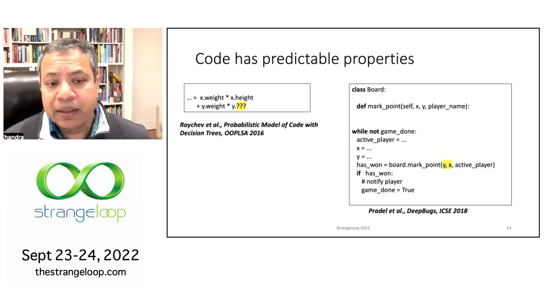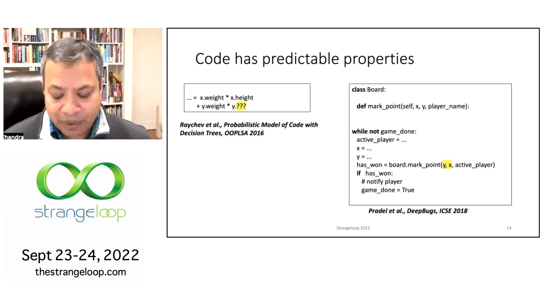Let's look at the other text box, the one on the right. Here we are talking in the context of, let's say, a board game program where there is a function called mark point, and it usually accepts arguments called x and y. And let's say that's what you usually find, but in one particular occurrence, you see y comma x. Well, it would not be unreasonable to mark that as a possible bug, and indeed that's the idea that this paper mentioned at the bottom went after.